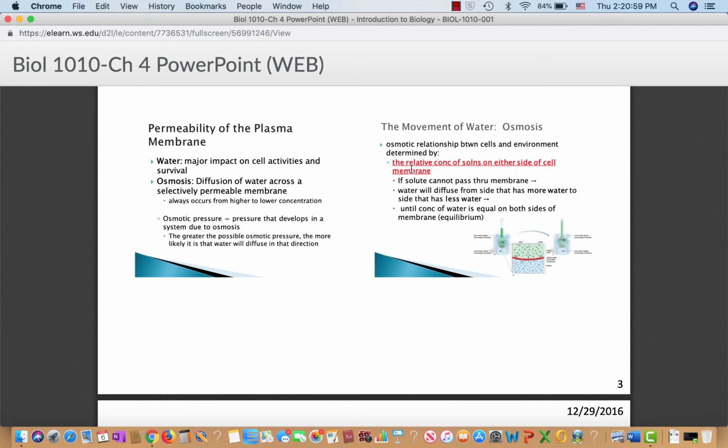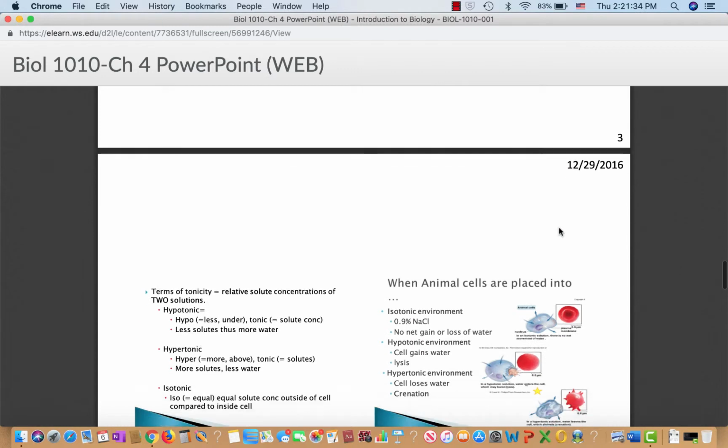And this happens when you have a selectively permeable membrane and the relative concentrations on either side of it are out of balance, meaning one side's more concentrated than the other, and these solutes cannot pass through the membrane, but the water can. So the water will diffuse through the membrane and will create equal concentrations on both sides, which is what's happened here in this little experiment. And the level in the beaker here has risen.